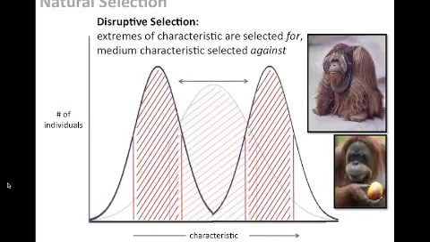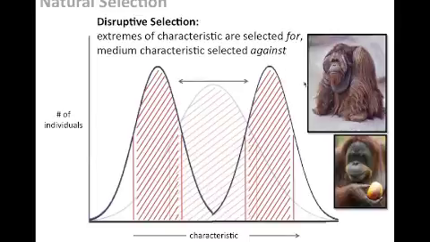Now, sort of the opposite of stabilizing selection is disruptive selection. In disruptive selection, the extremes of a characteristic are selected for, while the median characteristic is selected against. So if this is our normal distribution here, being average is selected against, and instead these characteristics on either side of average are selected for.